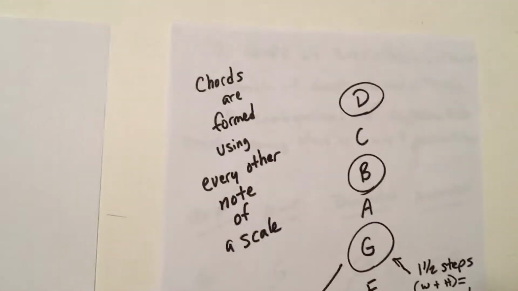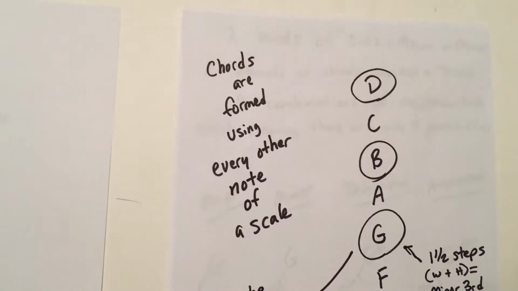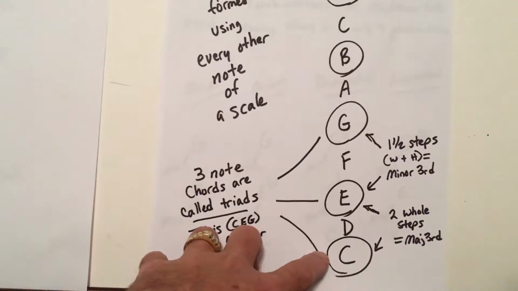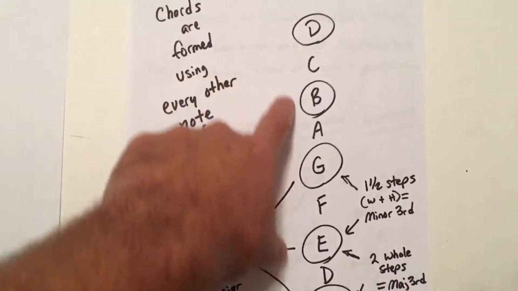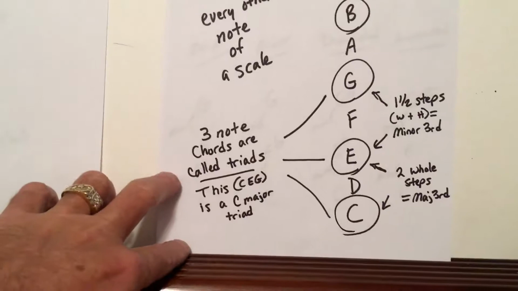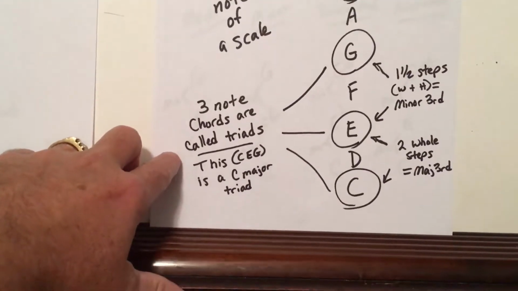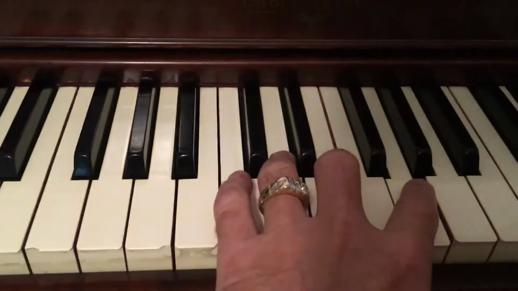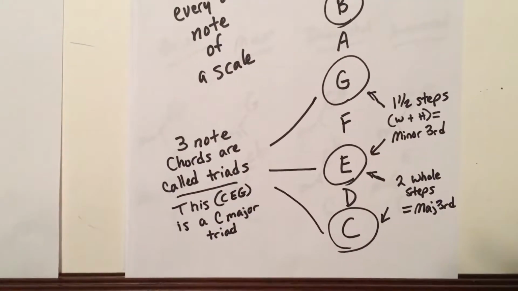The chords are formed using every other note of a scale. For example, in the C major scale, if I pick every other note of the scale, C, E, G, B, D, then a major C chord is formed. The 3 notes at the bottom, a 3-note chord, is called a triad. C, E, G together forms a C major triad.